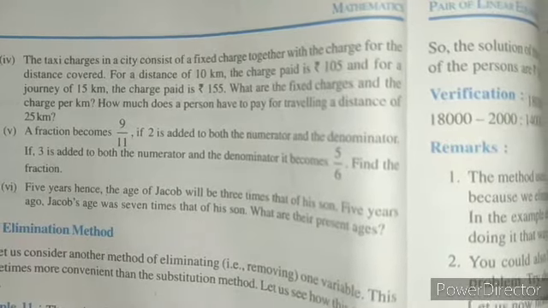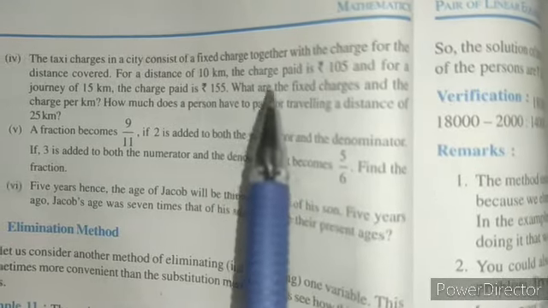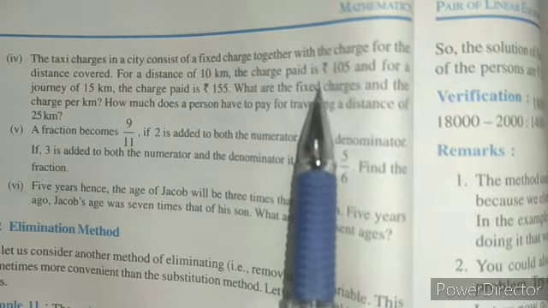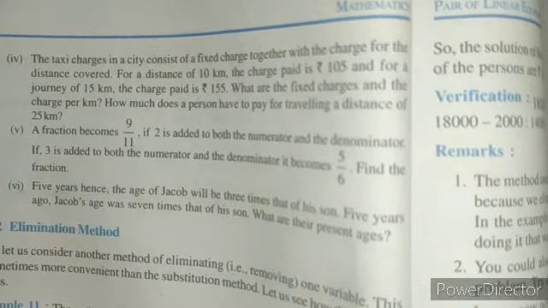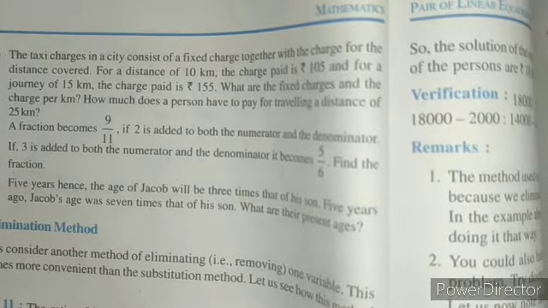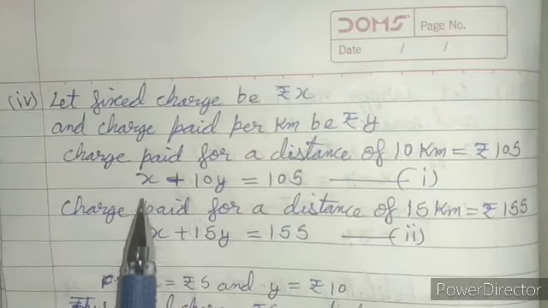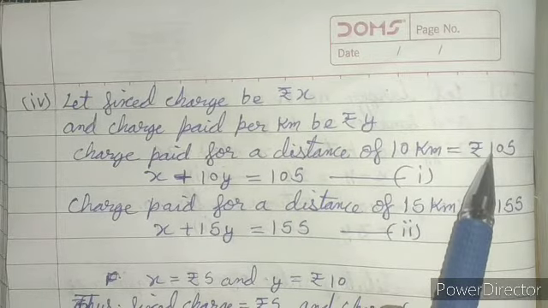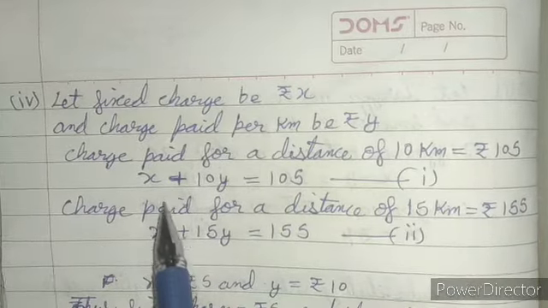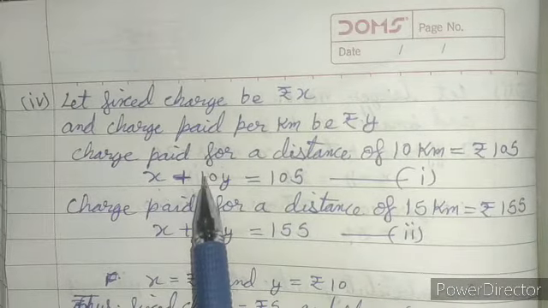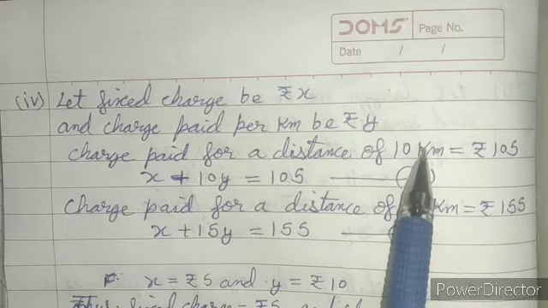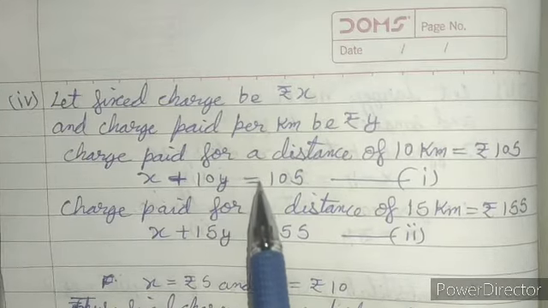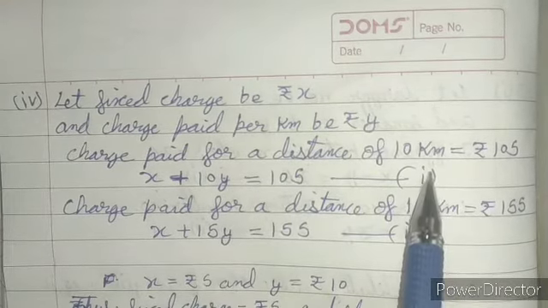For this, we have to find the fixed charge and the charge per kilometer. We will take the fixed charge as rupees x and the charge per kilometer as rupees y. Now it is given to us that the charge paid for a distance of 10 km is 105. That means the fixed charge was x plus the charge per kilometer was rupees y, and he has traveled 10 km. That means for 10 km he has to pay rupees 10y, so x plus 10y is equal to 105. This is our first equation.